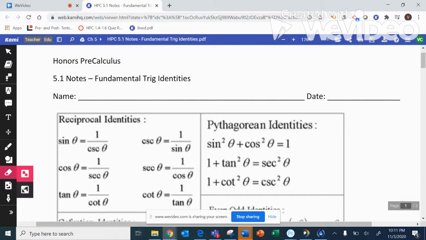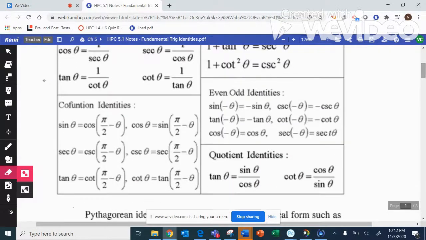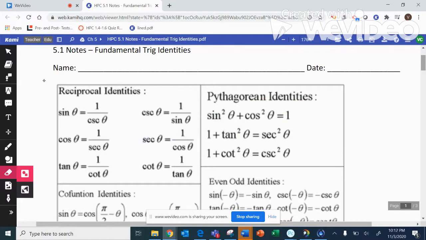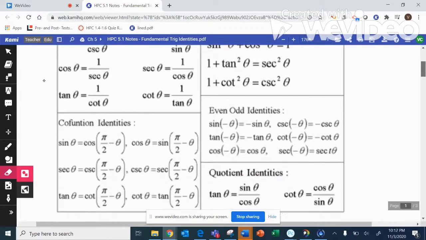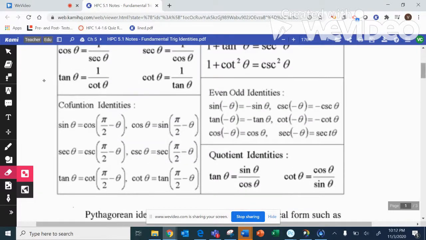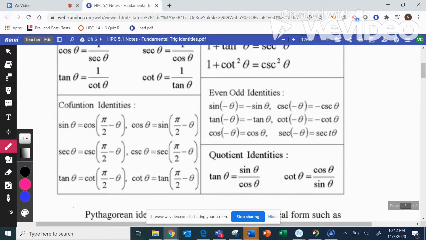All right, section 5.1 for pre-calculus is fundamental trig identities. We started talking about these identities in chapter 4, and we worked on the Pythagorean identities, the reciprocal identities. We also did some quotient identities. There's a few more identities in this list. We've got co-function identities, and then we also have even odd identities. We're going to go through these in some examples today. So you want to have this list handy.